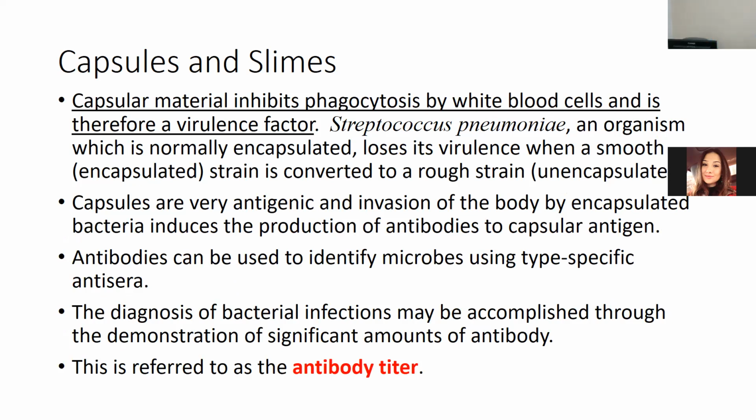Capsules and slimes. This material, like we just said, inhibits the phagocytosis by the white blood cell. So it is therefore a virulence factor. It makes this organism more virulent because if it can avoid the immune system, it can then set up an infection and cause you to be sick. If it didn't have this, your immune system would probably attack it, destroy it, eat it, and get rid of it before it had a chance to set up an infection.